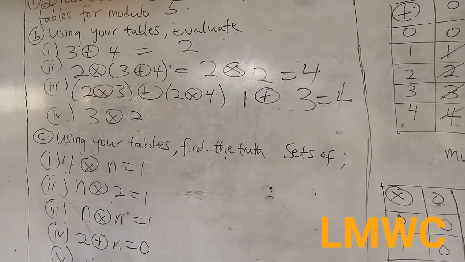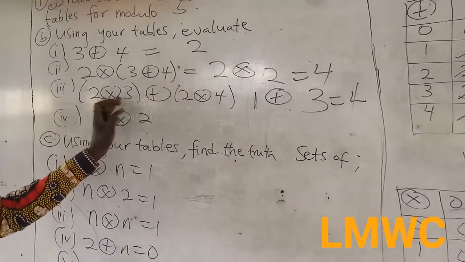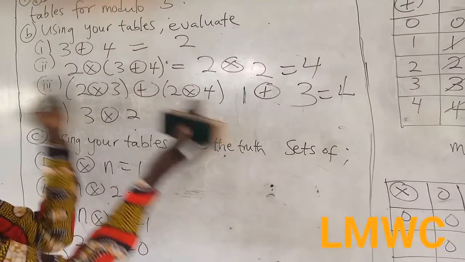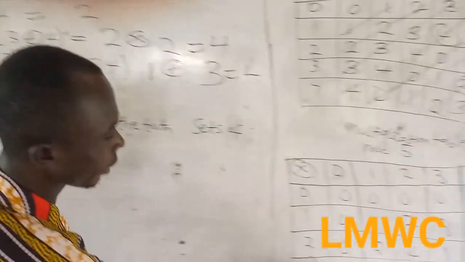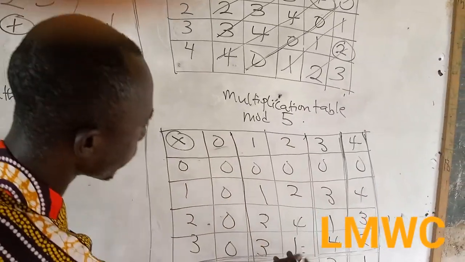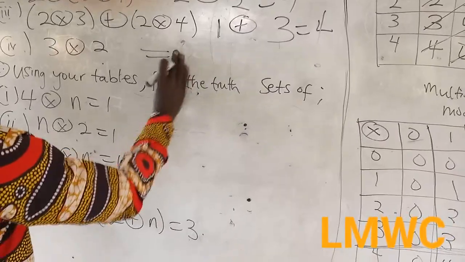So always, if you are given a bracket, you solve for the bracket. After that, you combine the 2 values you've gotten. 3 times 2 is what? The answer is 1. So the value for this is 1.